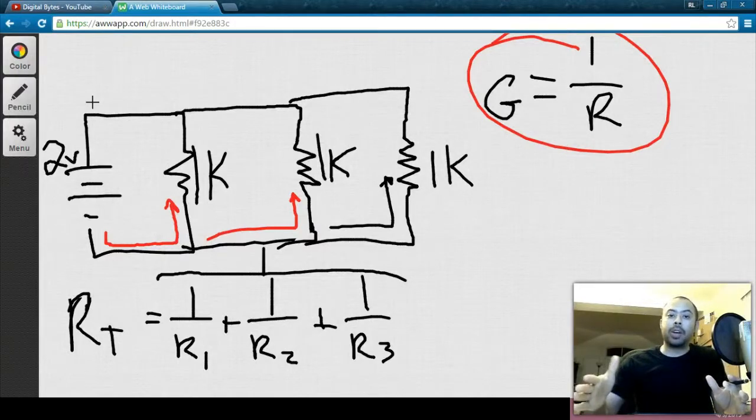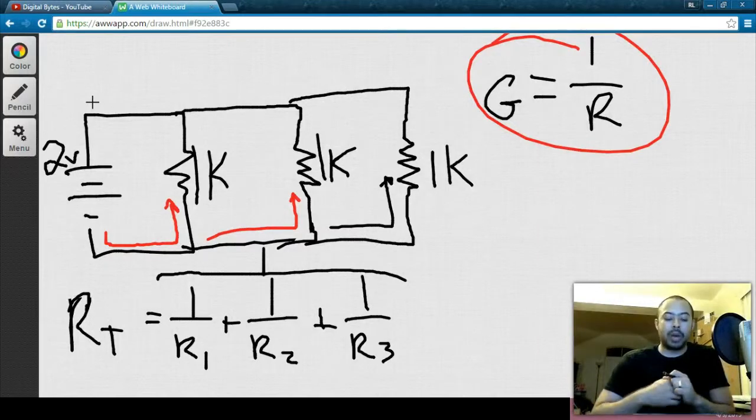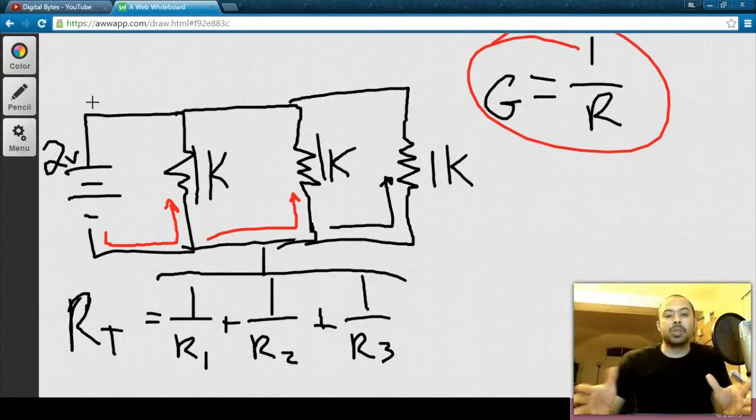There are current divider formulas that apply. If all your resistors are equal, one shortcut is you can take the value of one of the resistors and divide it by the quantity of resistors, and you'll have your RT. However, I give you the formula because your resistors aren't always going to be the same, so it's best to always understand how to calculate that.